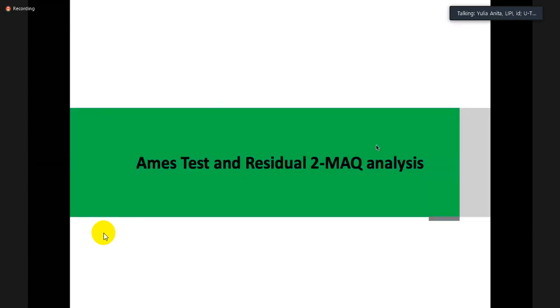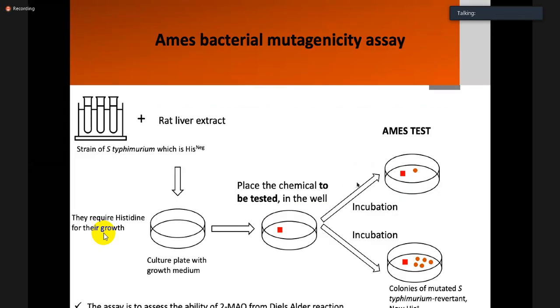This is the most important part of my research: to know the mutagenic effect of the MAQ from commercial and also from extractive, using the AMES test, and to analyze the residual 2-MAQ in the pulp. The assay is the AMES bacterial mutagenicity assay. It assesses the ability of MAQ from this other reaction, from kraft reaction, or from thickwood extractive to induce mutation in the Salmonella typhimurium tester strain TA100. This Salmonella typhimurium doesn't contain histidine, so we call it histidine negative. They cannot grow because they don't have histidine.